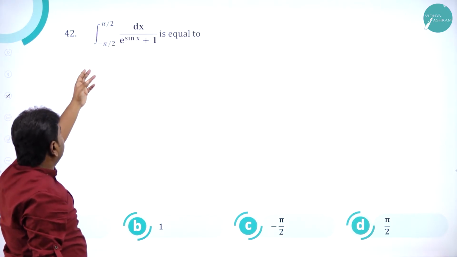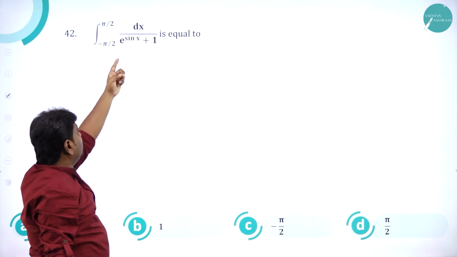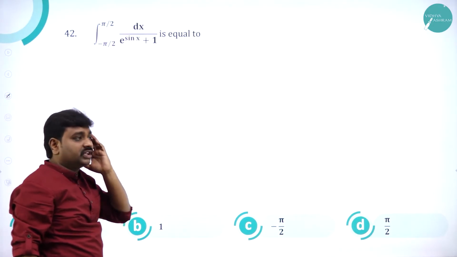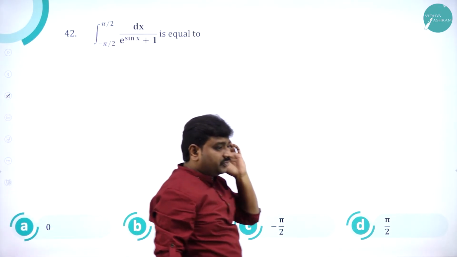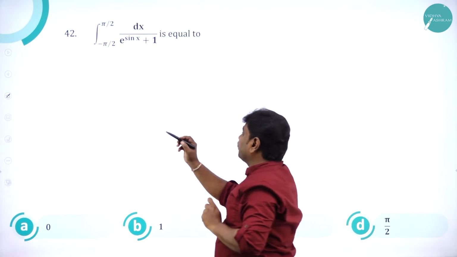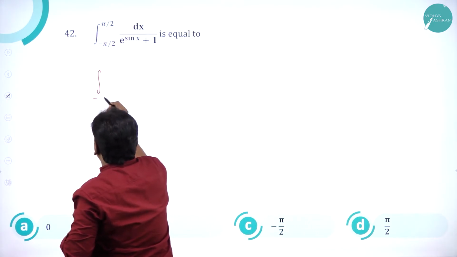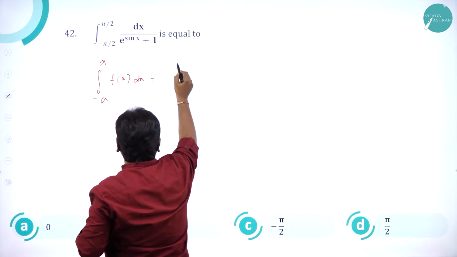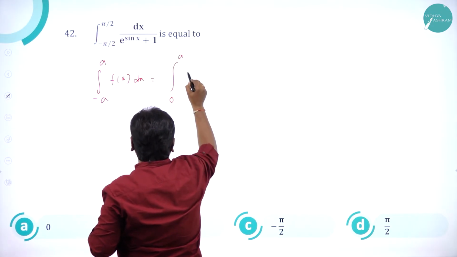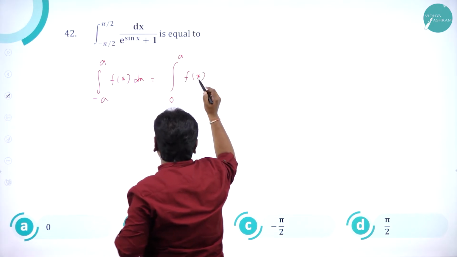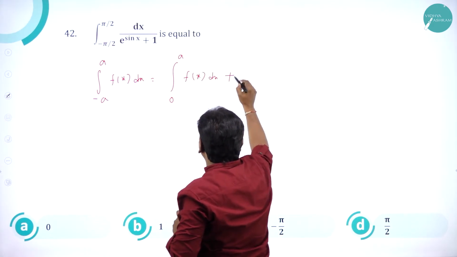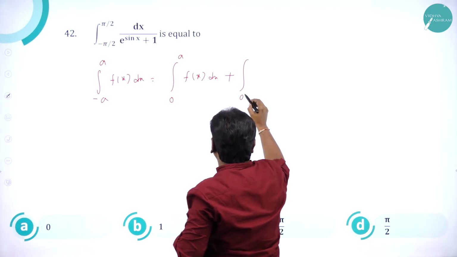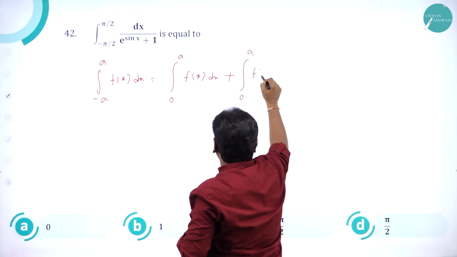Next, integral of minus pi by 2 to pi by 2 dx divided by e power sin x plus 1, they have given. See, please observe, we can use a property: integration of minus a to a f of x dx in this case can be written as integration of 0 to a f of x dx plus integration of 0 to a f of minus x dx.